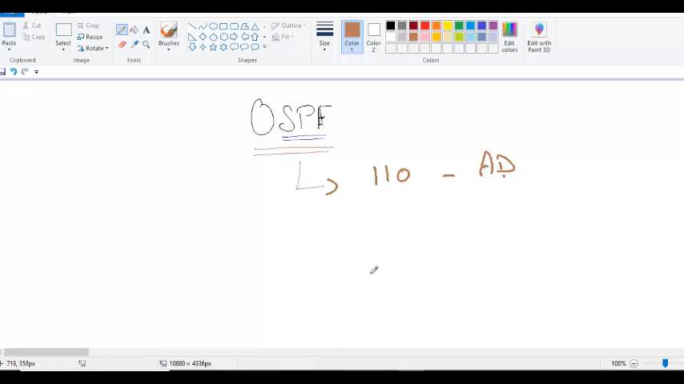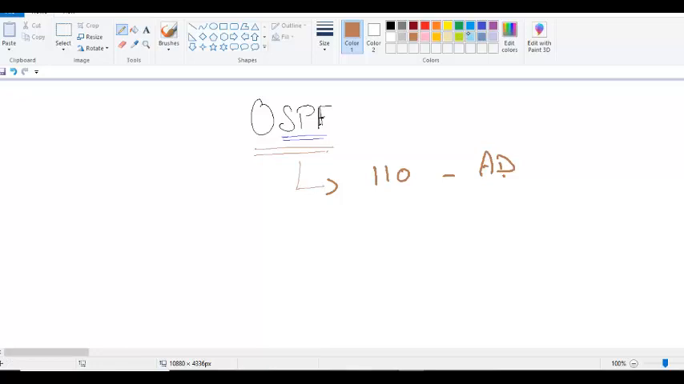What is EIGRP's AD? Yeah. RIP? Oh, I'm getting it from the same voice. What about the other person? Okay, so this is a question they will ask in CCNA level interviews. OSPF is 110. Okay, fine.